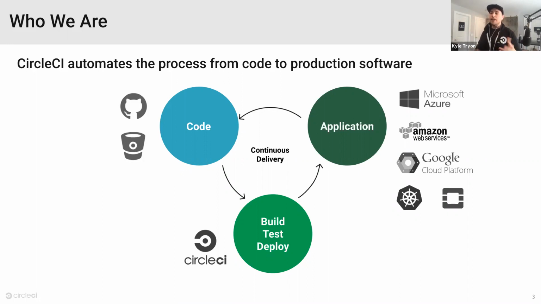So you can literally do anything. You define anything you want inside these config files, put it in your repo, and then every time you push code to CircleCI, we'll take that config file, read it, and act upon it.